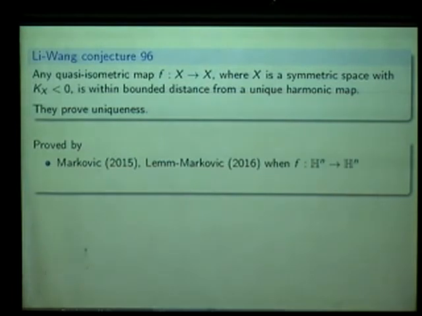I cannot but also quote a much earlier result by Pierre Tan, who proved the same result for hyperbolic spaces over the quaternions or the octonions, with a specificity that in this case, the harmonic map you end up with is an isometry. So a special case of harmonic map, a very special case.